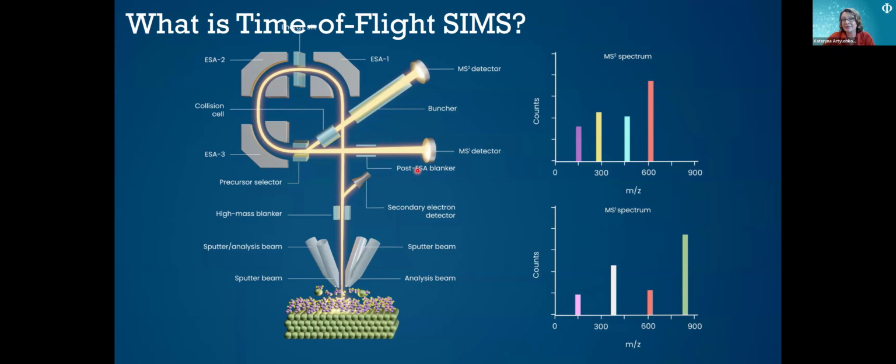In addition to that, we have a second detector, the MS2 detector. So we can pick a precursor of interest, let's say a mass of interest, and we can direct those ions into the second detector and fragment them a bit further for really accurate identification of a molecular structure.